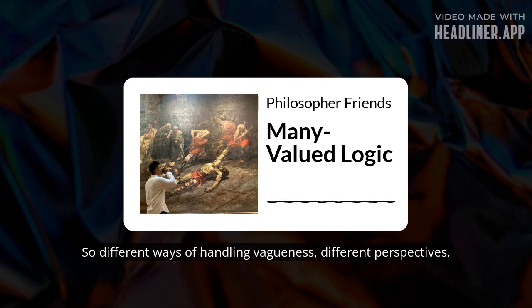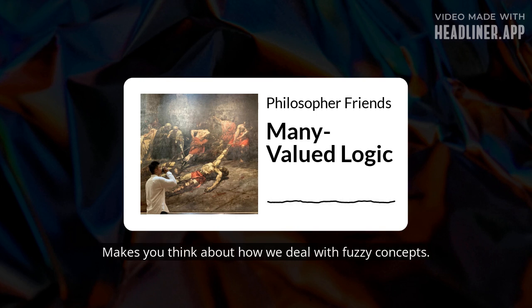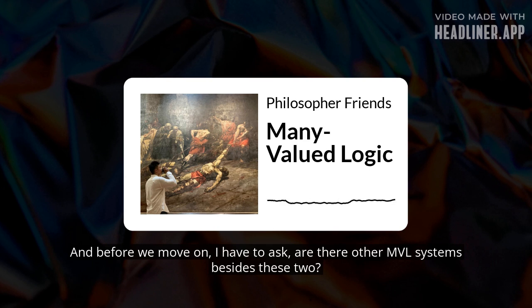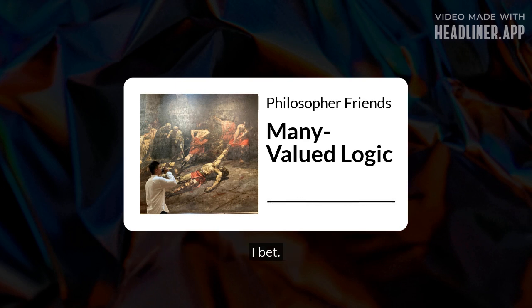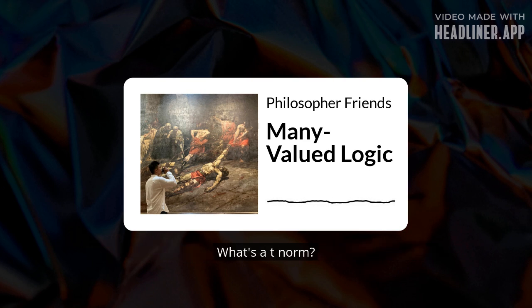So different ways of handling vagueness, different perspectives. Exactly. It's all about those different perspectives. This is really cool. It makes you think about how we deal with fuzzy concepts. It does. And before we move on, I have to ask, are there other MVL systems besides these two? There's a whole universe out there. I bet. One really interesting group is called T-norm-based systems. T-norm-based systems. What's a T-norm?